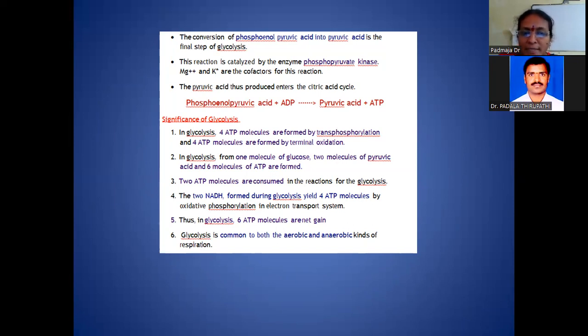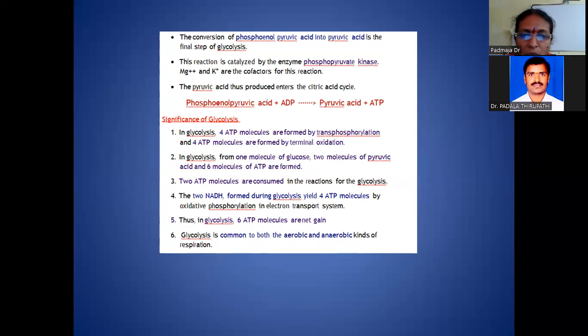So the pyruvic acid thus enters the citric acid cycle. The pyruvic acid is the 3-carbon compound that will be entering into the citric acid cycle, that is, the Krebs cycle. And now the significance of glycolysis.